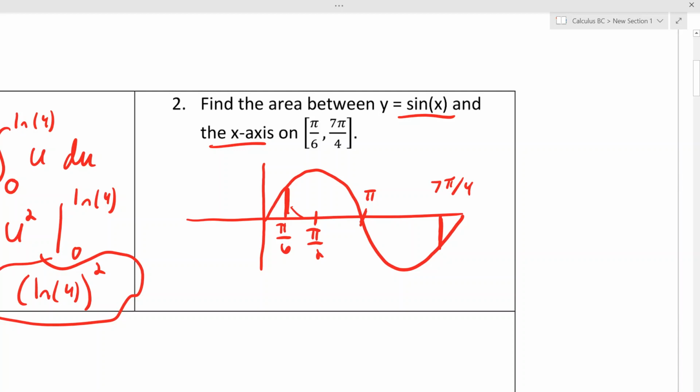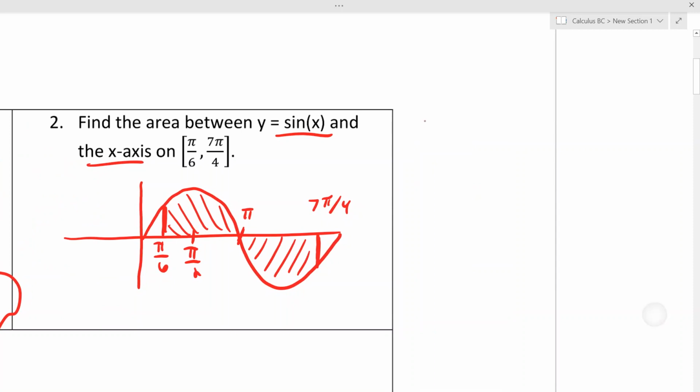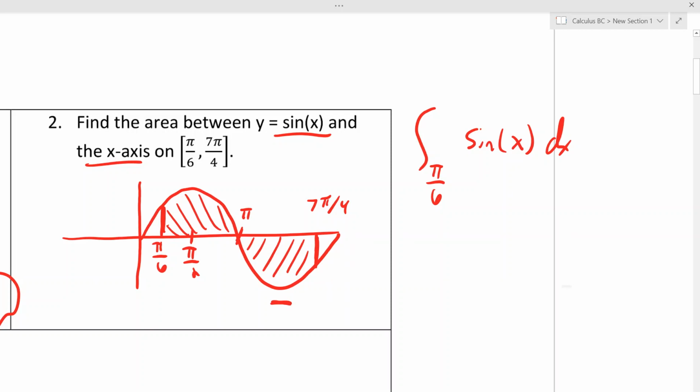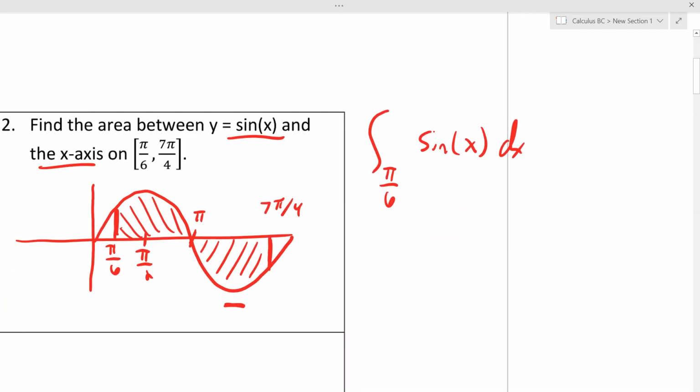So I'm asking you, what is this area here? Now, if you just integrate sine from pi over 6 to 7 pi over 4, you'll get an answer, but it's not going to be the right answer because I'm asking you for the area specifically, not the signed area, okay, not the actual integral. So this area here is going to be a negative number. So I got to make sure that I find that and make it positive because I want what the area is. So I need to integrate to pi first because that's where sine changes sign.